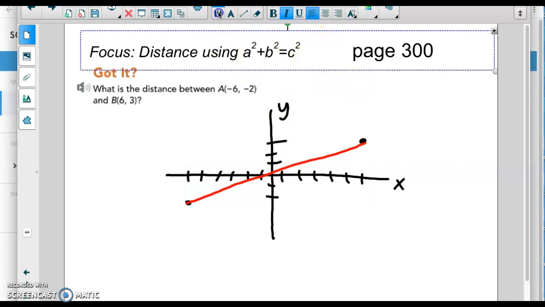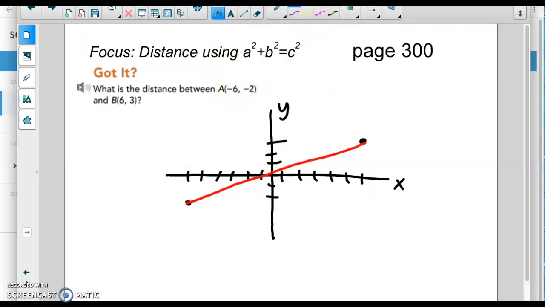Well, if I know the coordinates, I know what the distance is between them. So if I'm down here at -2 and I'm going up to +3, this distance right here, we're at -2, -1, 0, 1, 2, 3. This distance is 5. That is a leg length.